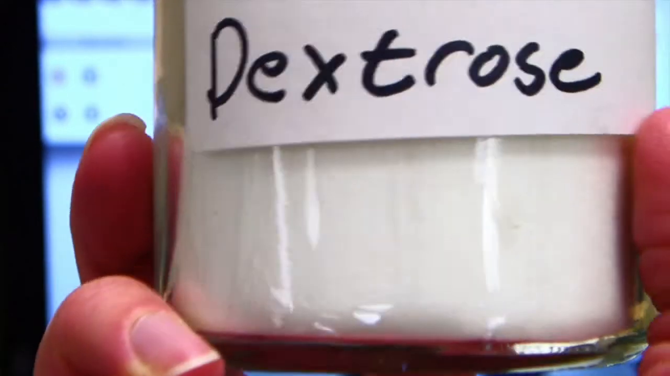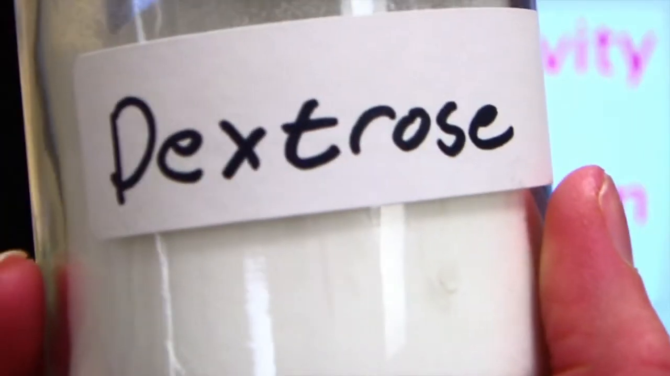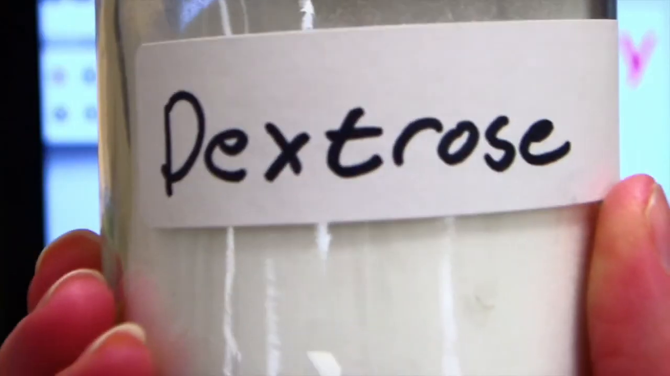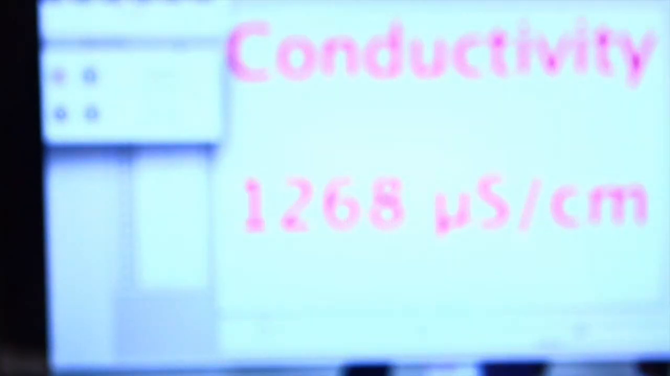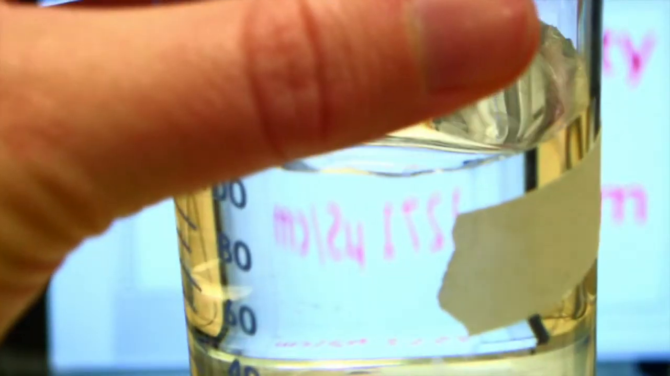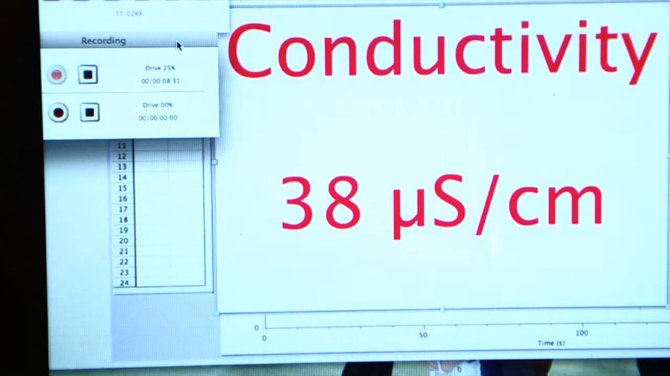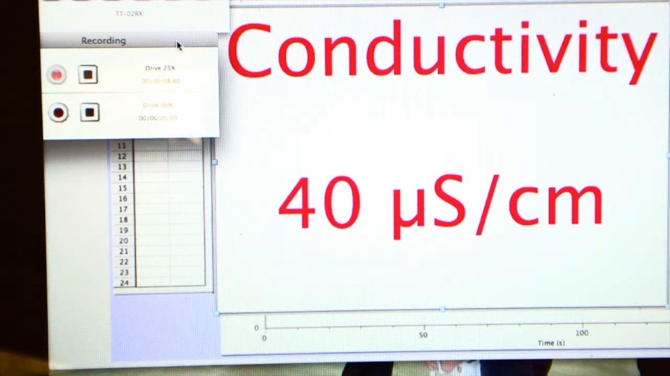Brings us to dextrose, which is a type of sugar. And sugar is made up of carbon, hydrogen, and oxygen. Carbon, hydrogen, and oxygen are all nonmetals. So to test if this conducts electricity or has charged pieces, we can dissolve some in water and take a conductivity reading. So I have some dissolved here in water. The conductivity of this is not very high. So it would make sense that sugar and compounds made out of nonmetals are not conductive.